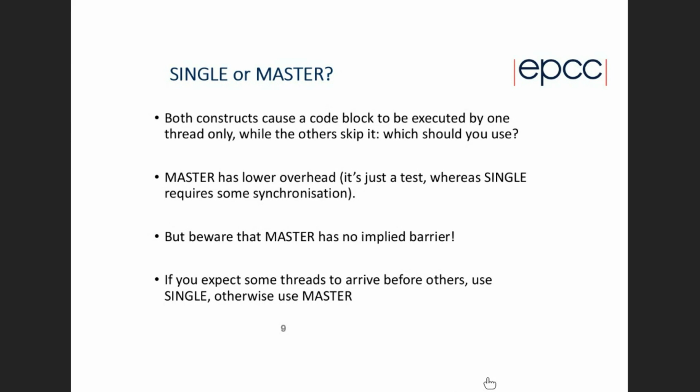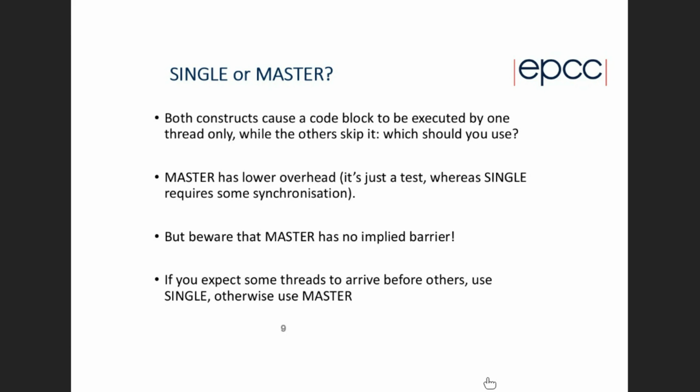In OpenMP, we have these two mechanisms for executing a block of code on just one thread inside a parallel region. You can either use single or master. Which one should you use? Well, master has lower overhead because to implement it, there's just a test, whereas single requires some synchronization between the threads. If you do use master, you have to remember that it doesn't have an implied barrier. If you want the threads to wait at the end of the master, you have to put in an explicit barrier directive.